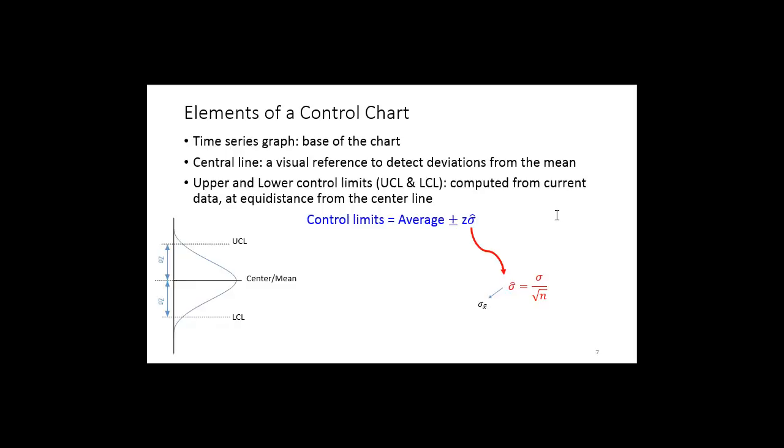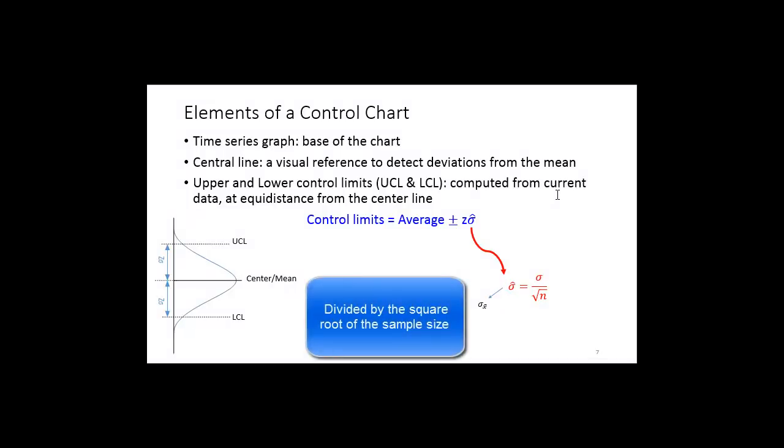We develop these two limits based on the distance from the center, or the mean of the sample. So the control limits are the average or the center line plus or minus a given number of standard errors. That z-score could be 2 or 3, and the standard error we calculate as the standard deviation divided by the square root of the sample size if we use the samples.